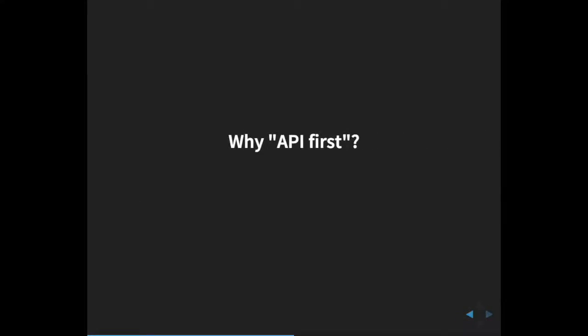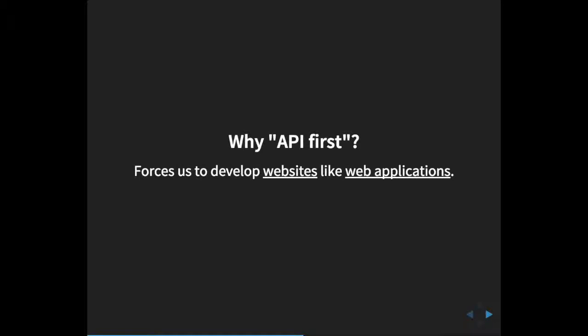So why API first? The answer to this, I believe, is that it forces us to develop websites like web applications. And I would like for us to start using those terms separately. For many years, developers would build a website and they're like, yeah, I build web apps. And I think there should be a very distinct difference between a web application and a website. A website is when the server sends the website to the user's interface. A web application is this thing that exists all on its own.